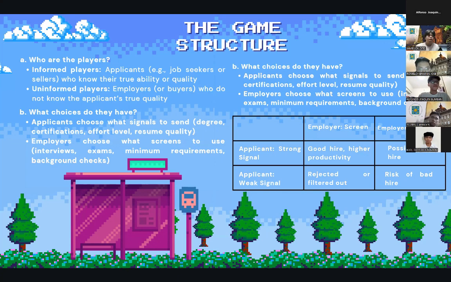When strong and credible signals are matched with effective screening, it results in good hires and higher productivity. Weak or fake signals often lead to rejection, especially when employers screen carefully. Positive signals help prevent low-quality applicants from imitating high-quality ones. Overall, the best outcomes happen when strong signals meet proper screening, benefiting both applicants and employers.